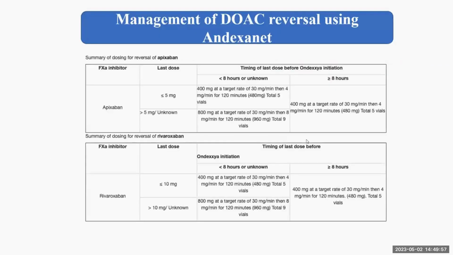Now, the dosing of Andexanet is dependent on the dose of the DOAC. If you are taking a low dose of apixaban, less than 5 milligrams, or a low dose of rivaroxaban, which is less than 10 milligrams, and the last dose was given less than 8 hours ago, or unknown, then you would get the smaller bolus dose of 400 milligrams, and then an infusion dose of 480 milligrams. However, if the patient was on the higher dose of apixaban or rivaroxaban, then they'd get the higher dose of Andexanet of 800 milligrams as a bolus and 960 milligrams as an infusion if it was taken less than 8 hours ago. But in either case, if it was taken more than 8 hours ago, then you would get the smaller dose, which is simplified, I think, in the next slide in a flow chart.